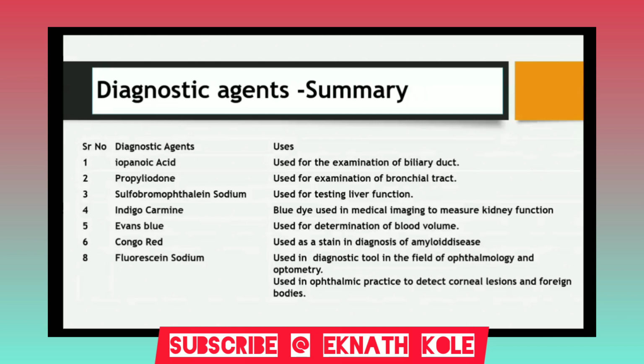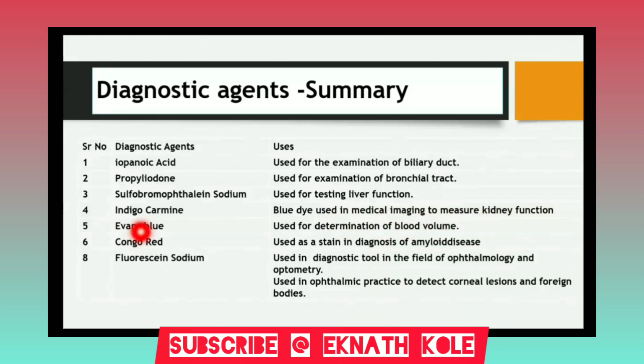Then see this diagnostic agent summary. You can remember this summary of diagnostic agents and their uses. Firstly, you have to remember hyaluronic acid, used for the examination of the biliary tract. Then propyliodone, used for examination of the bronchial tract. Sulfobromophthalein, used for testing liver function. Then indigo carmine, a blue dye used in medical imaging to measure kidney function.